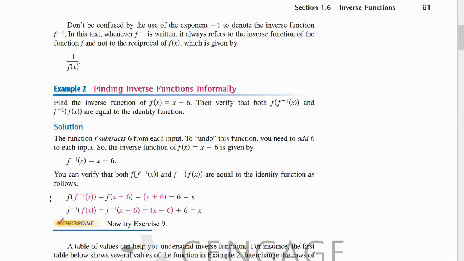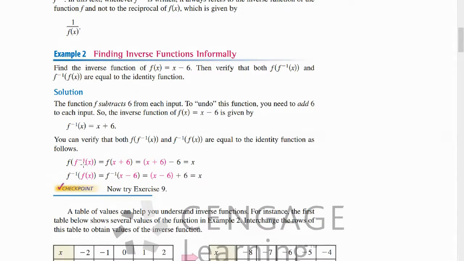And again, you can see this idea of inputting the inverse into the original. So putting the x plus 6 into the original function where there used to be an x, I put x plus 6. And then that minus 6 was part of the original function. And then again, it simplifies to x. And here's the same idea.